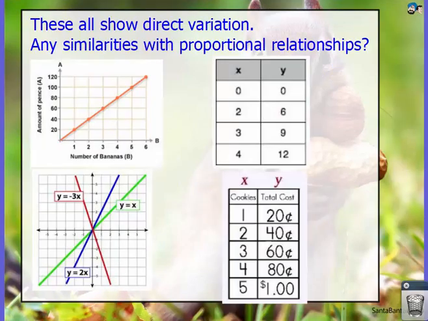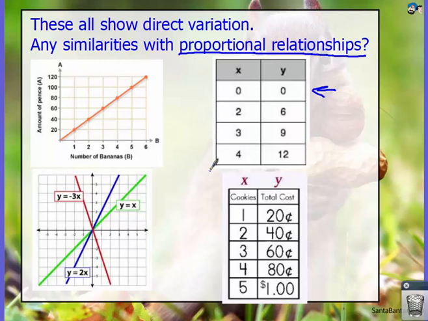Well, each one of these represents a direct variation situation. So are there any similarities between direct variation and a proportional relationship? Well, we know that in a proportional relationship, it must be a line and it must pass through the origin. So this is a line and it passes through the origin. All of these are lines and they pass through the origin. This T-chart passes through the origin and there's a consistent pattern.